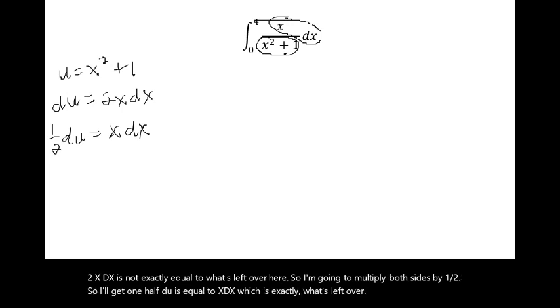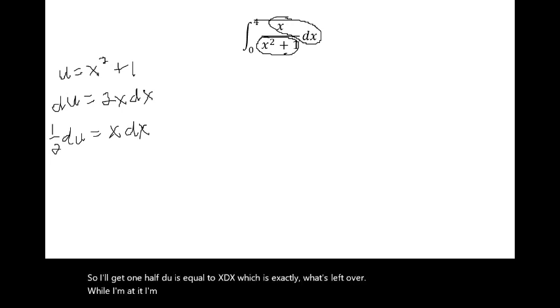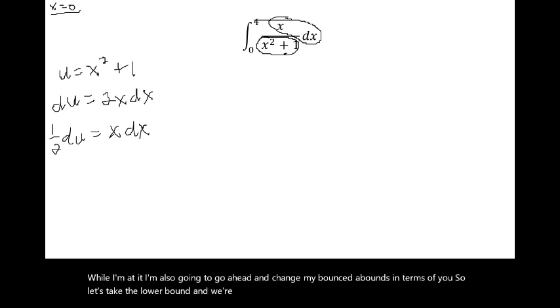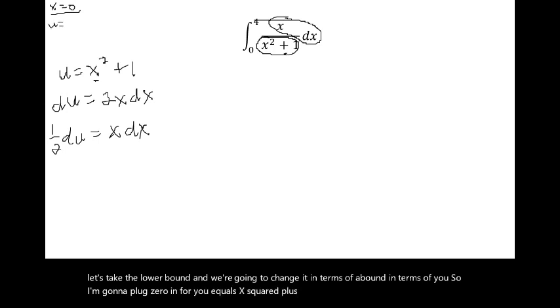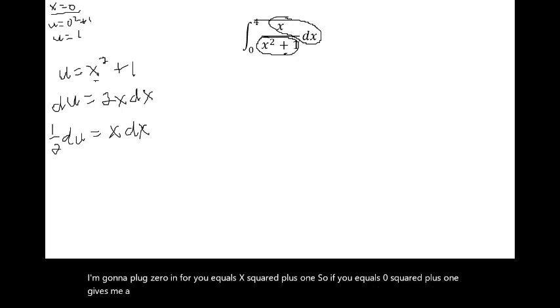While I'm at it, I'm also going to go ahead and change my bounds to bounds in terms of u. So let's take the lower bound, and we're going to change it in terms of a bound in terms of u. So I'm going to plug 0 in for x in u equals x squared plus 1. So if u equals 0 squared plus 1, that gives me a new lower bound of 1.